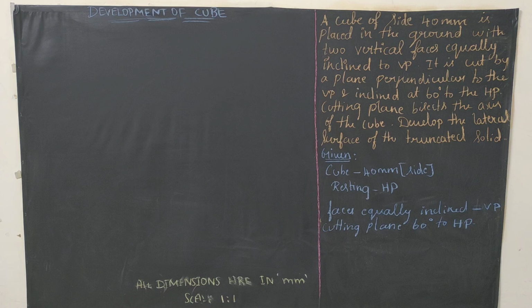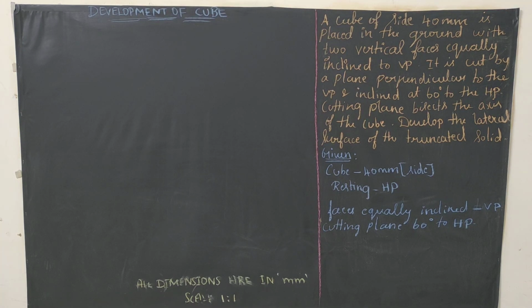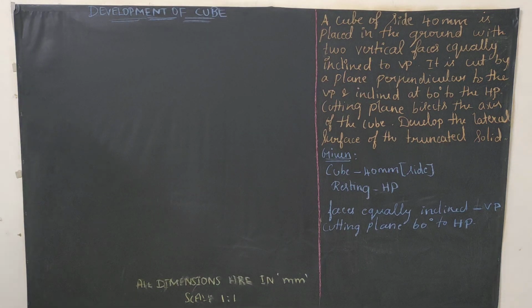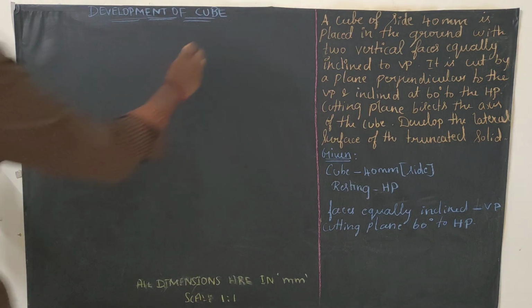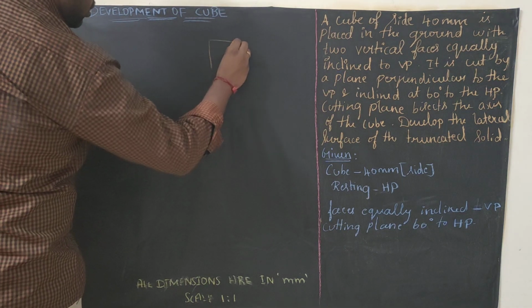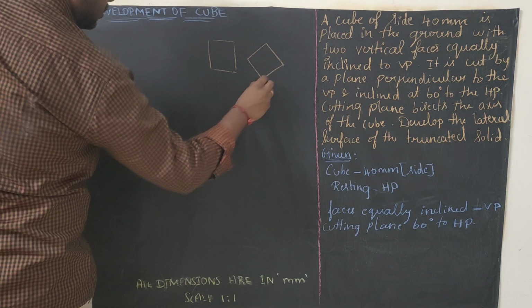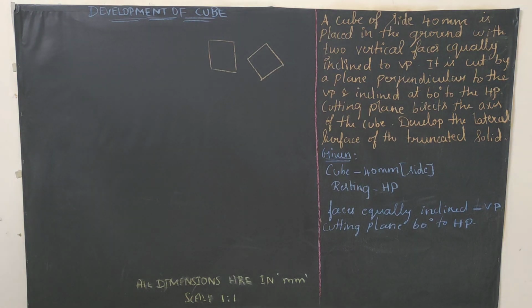So in the question, what they gave is a cube of side 40 mm. So the solid is a cube, which means we are going to draw the base diagram. There are two types of base diagram which can be drawn. Either we can draw the square this way, or we can draw it this way. So what they gave is it's placed on the ground. So the cube is resting on HP.